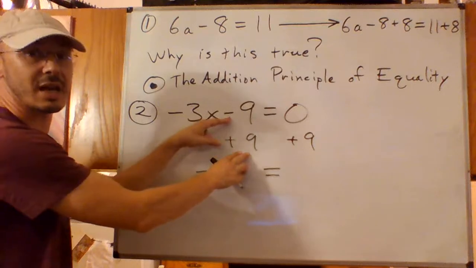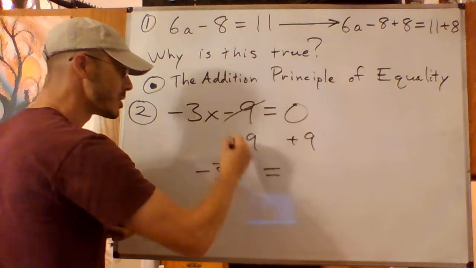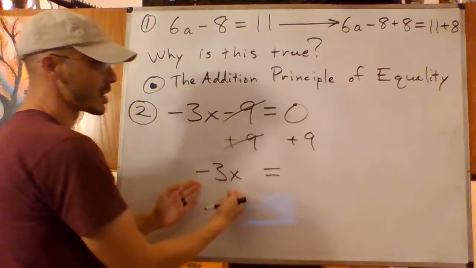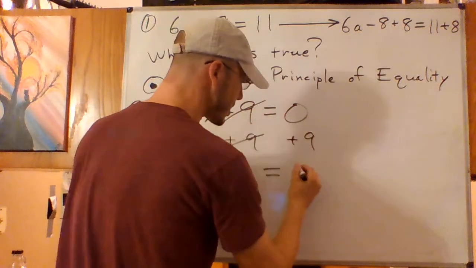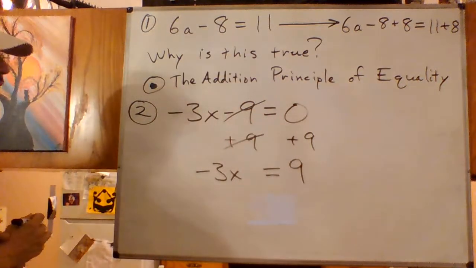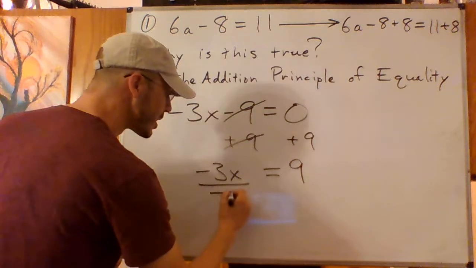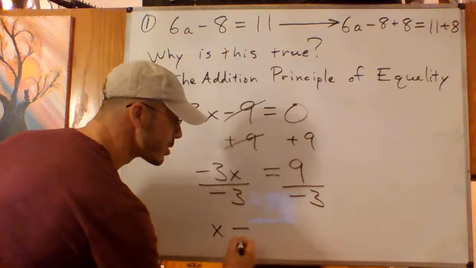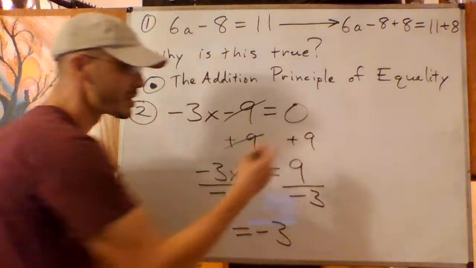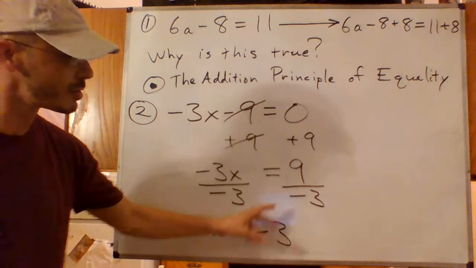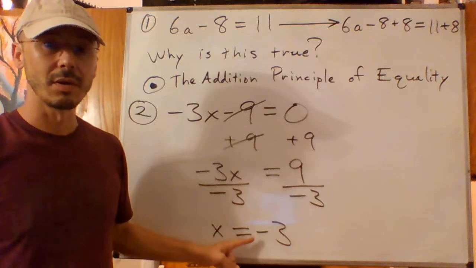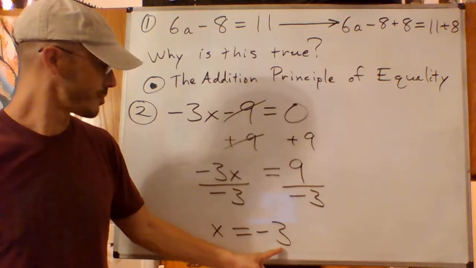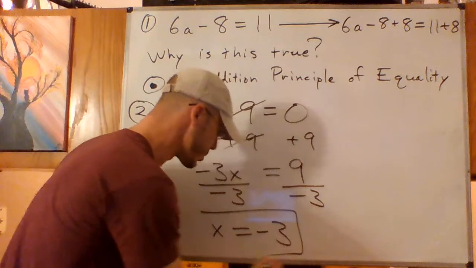Minus 9 plus 9 cancels each other. You can even mark those out if you want. But what's left is just this negative 3x on this side. 0 plus 9 is 9. And finally, I can divide by negative 3 on both sides to get x equals negative 3. 9 divided by negative 3 is negative 9 divided by 3 is 3. So there's my solution, and that's what I need to put in.